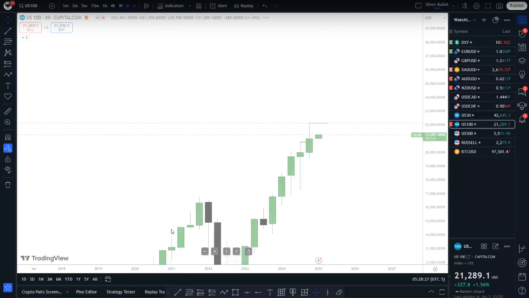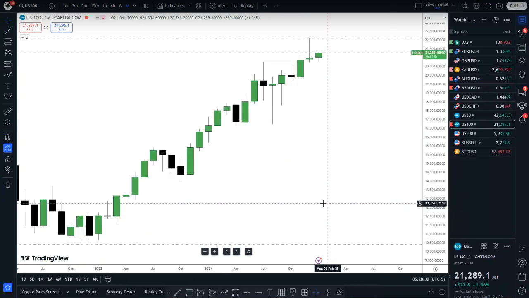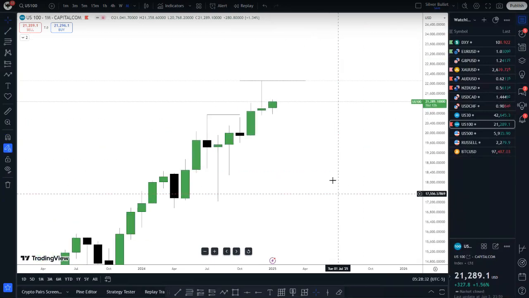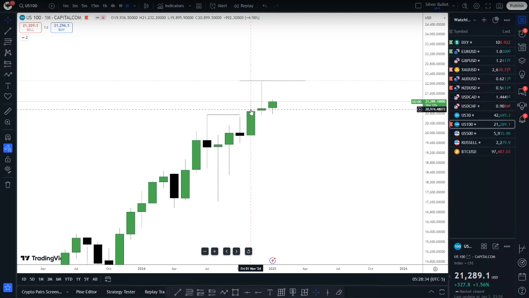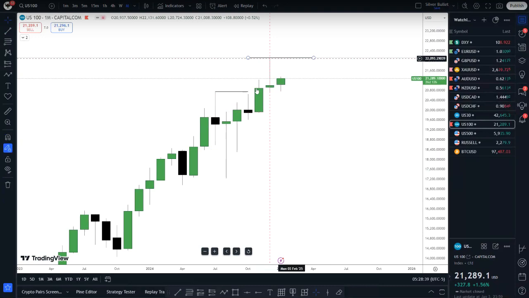Let's look at the monthly chart here. Monthly chart is a bit scary, but no worries. What do we see in the monthly chart? Push above this high, this high. This candle here is key. I think this is exactly like gold, right? This is exactly like gold. Oh no, okay.